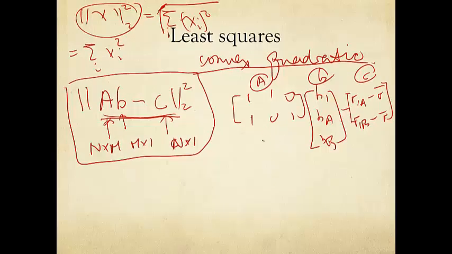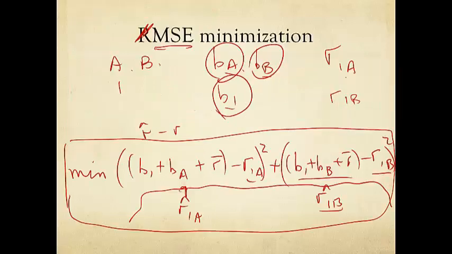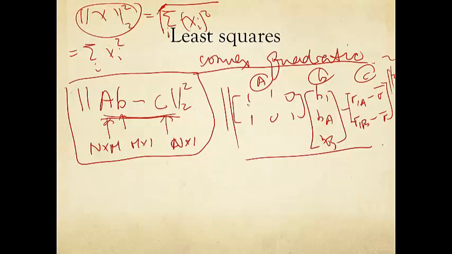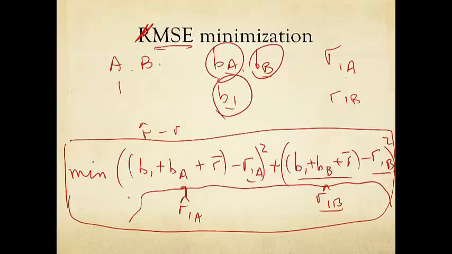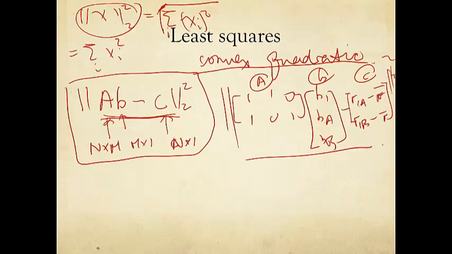You can easily check that minimizing this L2 norm squared is the same as minimizing this expression. For example, this is just saying B1 plus BA minus R1A plus R bar, and that's exactly this term, right? And then you can write out the other term, and just by the definition of the square of the L2 norm, you see we're recovering exactly the same objective function. So in the baseline predictor problem, we are solving a least squares problem.